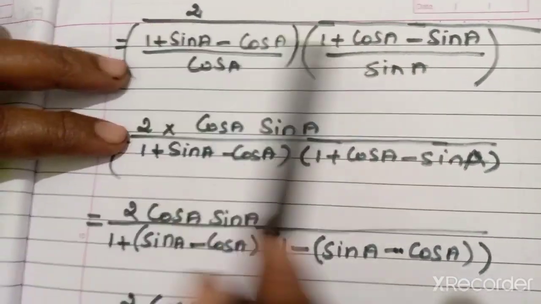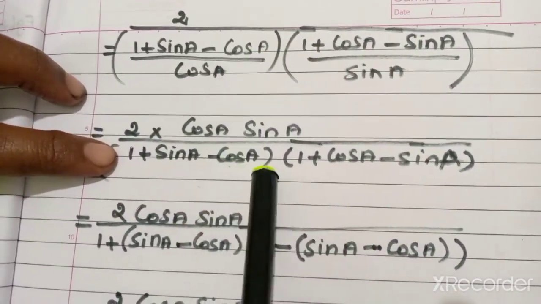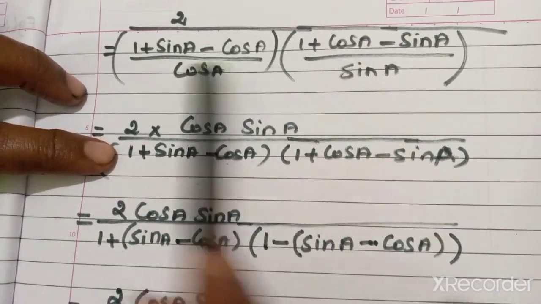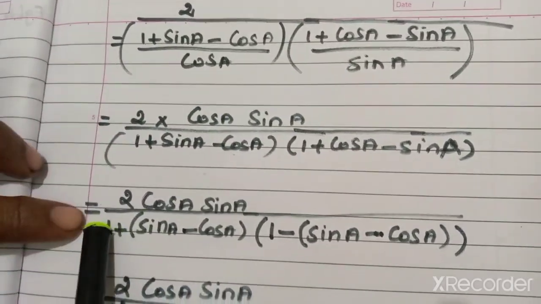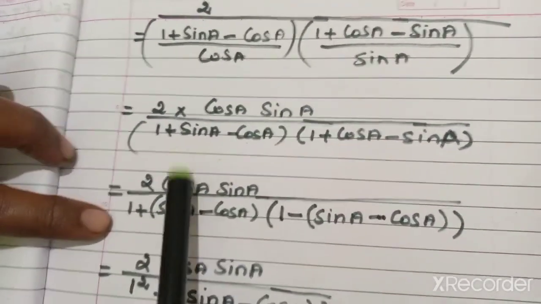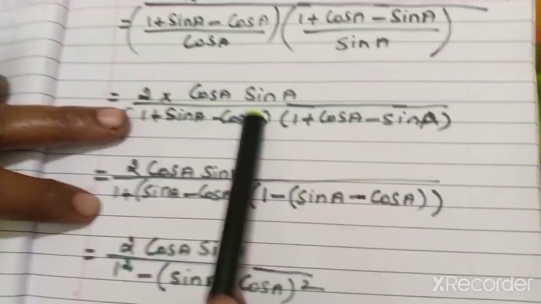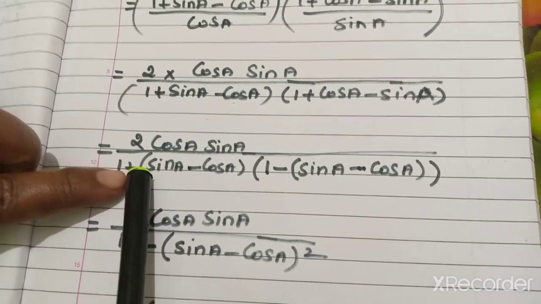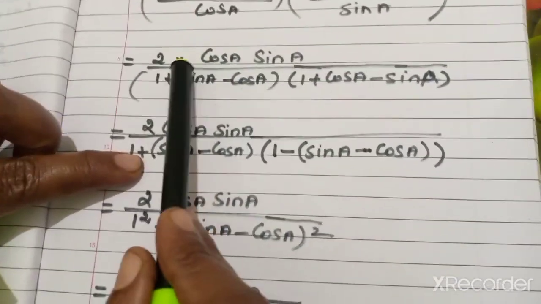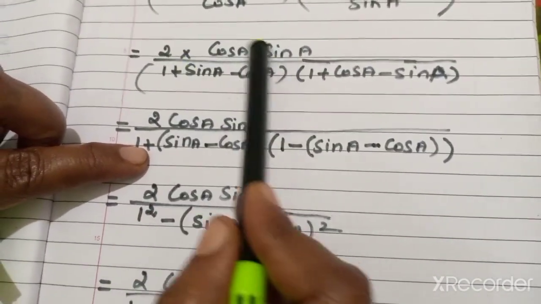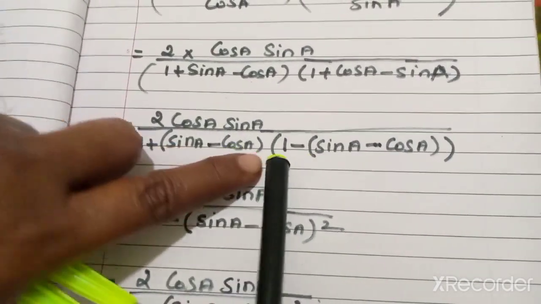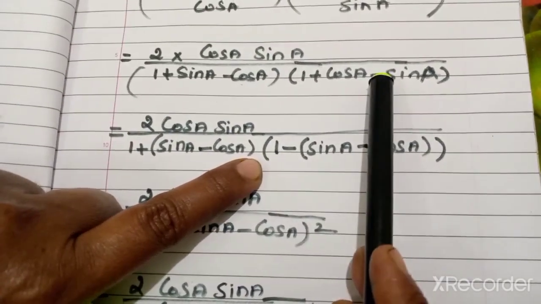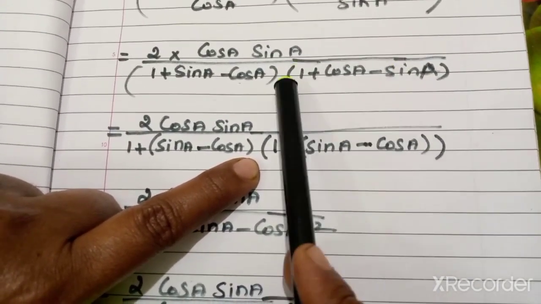So this term as it is, write 1 plus sin A minus cos A into 1 plus cos A minus sin A, this denominator term in numerator, which is equal to 2 cos A sin A by, it is in the form of A plus B into A minus B. So let's use the bracket, okay. 1 plus, A plus B term is sin A minus cos A, okay, A plus B into A minus B. For that what can we do now? From this term let us take this minus outside.